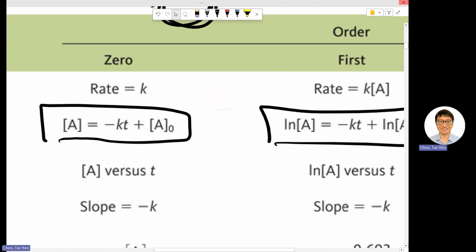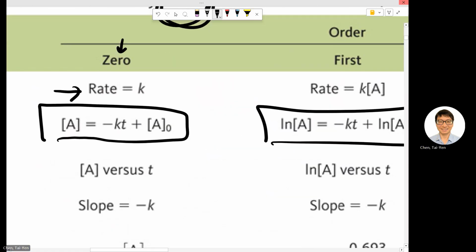Let's look at the zeroth order first. The rate equals k, which is the differential rate law we just talked about. Rate equals rate constant k multiplied by concentration A to the 0th power. A to the 0th power equals 1, therefore you get rate equals k. So this is the differential rate law. This is the corresponding integrated rate law: A at time t is going to equal negative k times t plus A0.